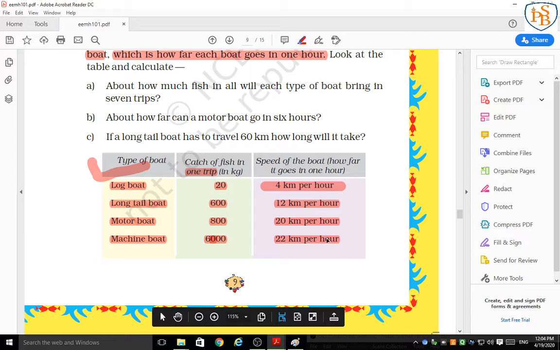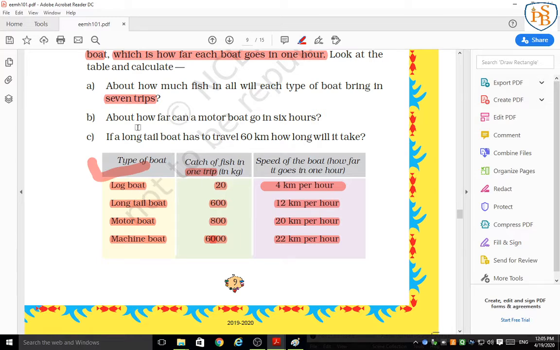So here we have a table. By using this table we have to solve some questions. Okay, let's start to solve in a notebook. Everyone, you should solve. The first question is: how much fish in all will each type of boat bring in 7 trips? The question is about how much fish it will collect in 7 trips. Here they are giving the catch in one trip.